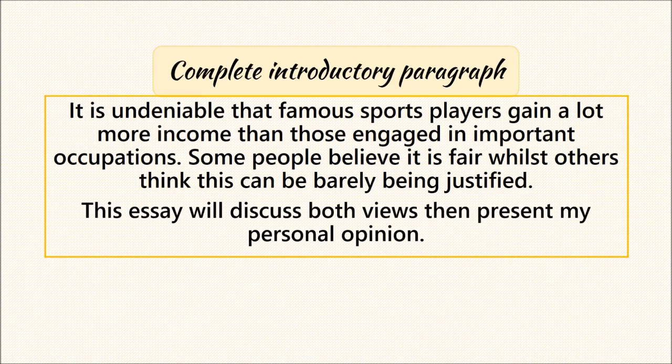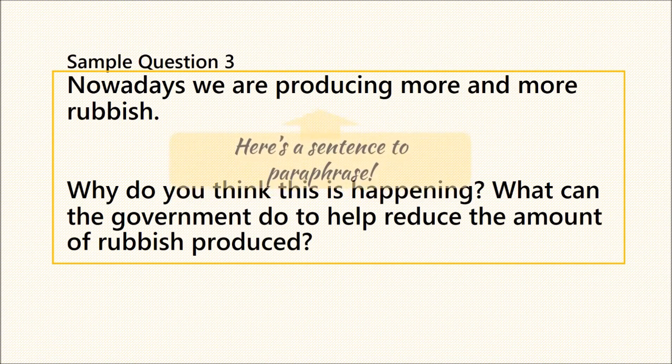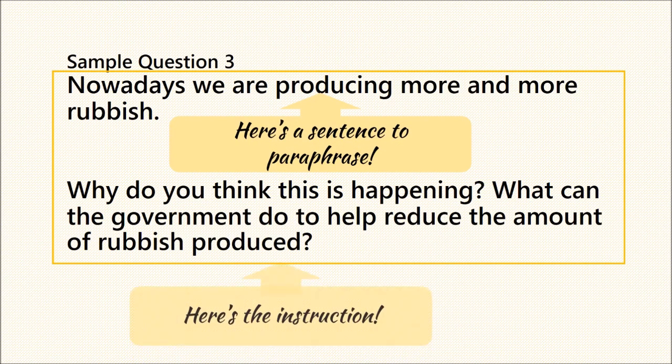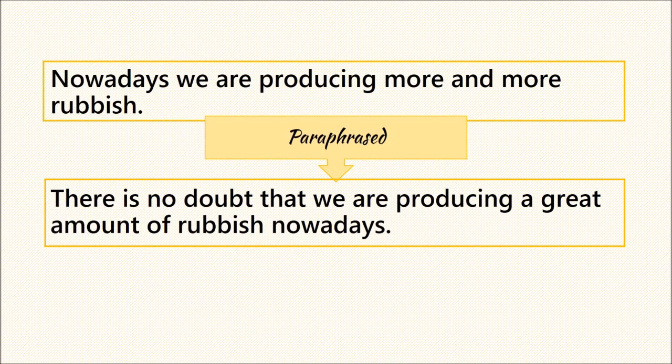I'm going to use sample question 2 as our next example. Let's have a look at it. In this question, you only have one sentence that gives context. This is the only sentence that you need to paraphrase. Here's my example. There is no doubt that we are producing a great amount of rubbish nowadays.